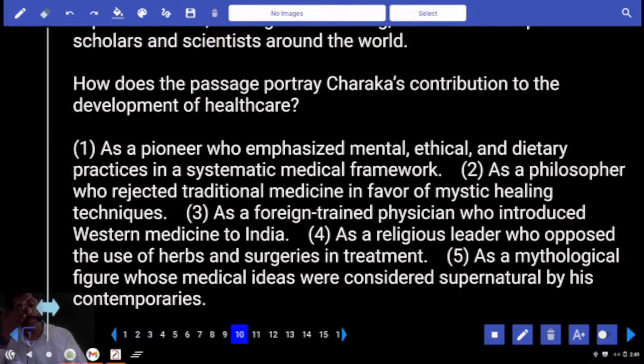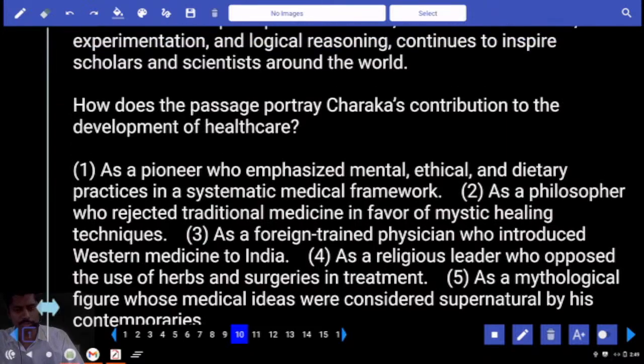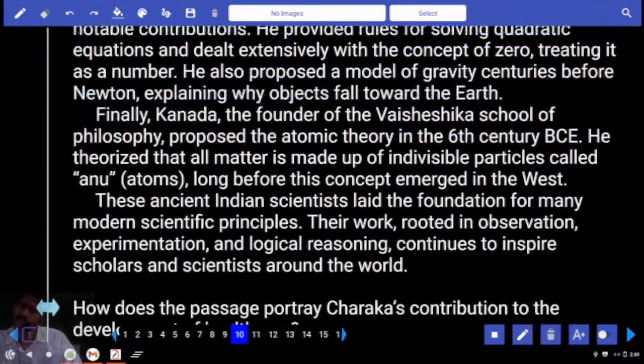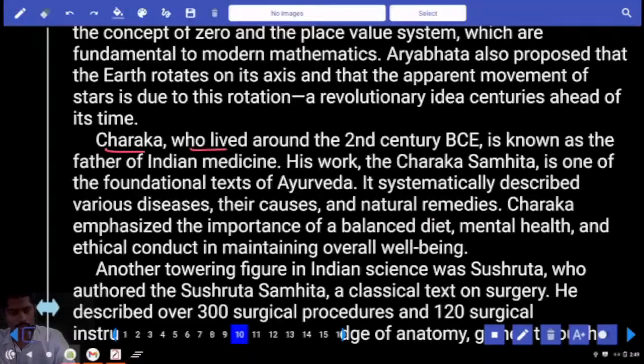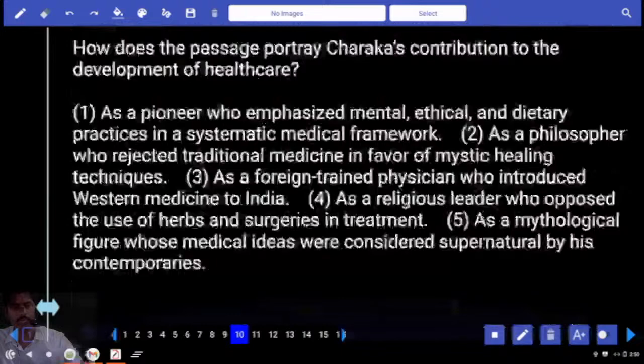According to the passage, Charaka's contribution to the development of healthcare. Charaka, who lived around 2nd century BC, is known as the father of Indian medicine. His work, the Charaka Samhita, is one of the foundational texts of Ayurveda. It systematically described various diseases, their causes, and natural remedies. Charaka emphasized the importance of a balanced diet, mental health, and ethical conduct in maintaining overall well-being.